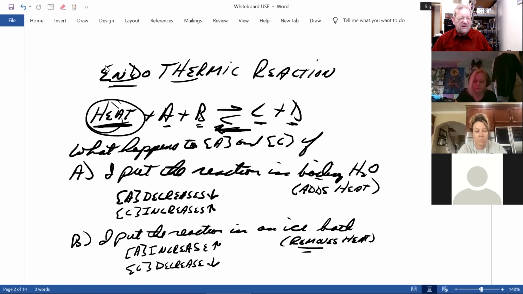When the heat is on the left, you add to it. Now, if I did add more A, what happens, or add more B, what happens? That's the same as we've already done. Now you're ready for today's lab.